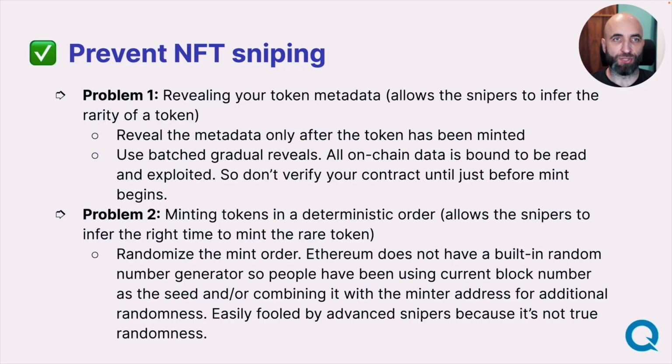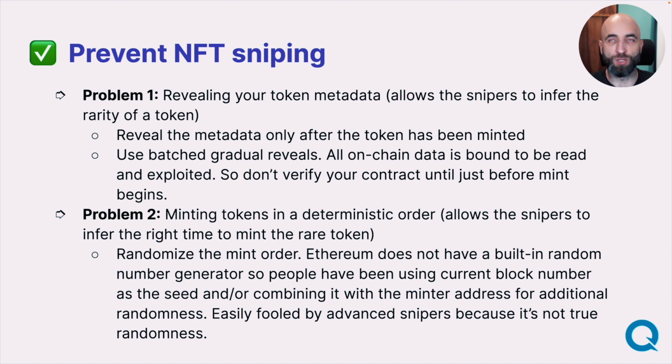Potential problem number two with NFT sniping is when you mint tokens in a deterministic order. This allows the snipers to check the order of minting, to see what mints when, and to try and establish which next token will be the rare one, and try to snipe at the right time to get that rare token. But then again, there are a few additional problems out of this problem.